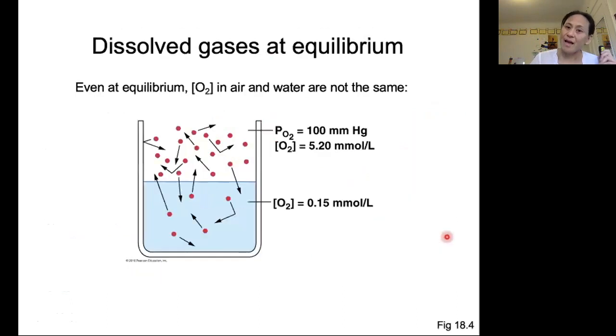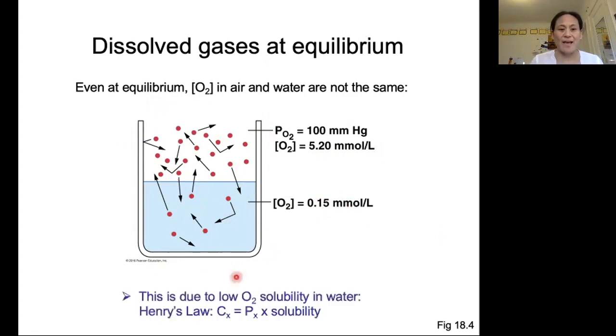However, I do want to point out that the amount of oxygen that dissolves in the water is going to be governed by the solubility of oxygen in water. Notice we are at equilibrium here. However, the actual concentrations of oxygen in the air and in the water are not the same. Here we have a concentration of 5.2 millimolar, and down here, we have a concentration of 0.15 millimolar. And that is because oxygen has a low solubility in water.